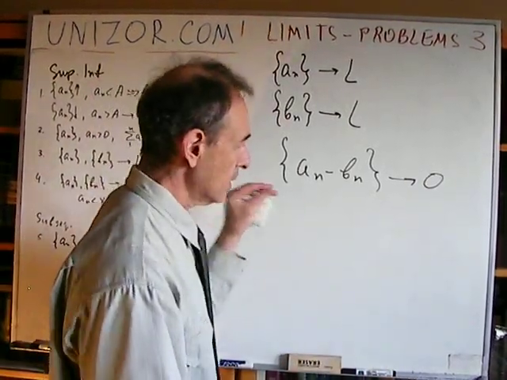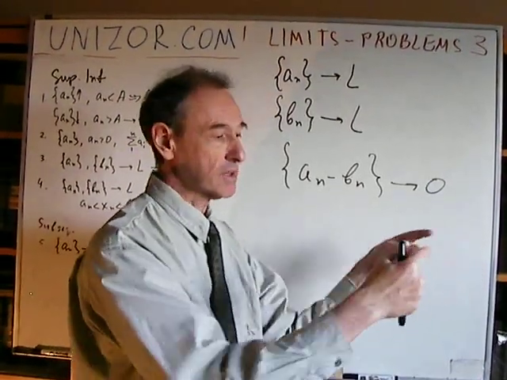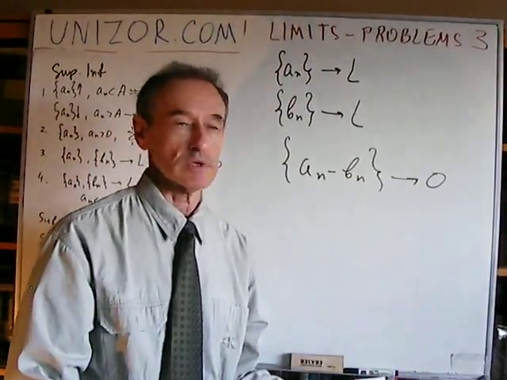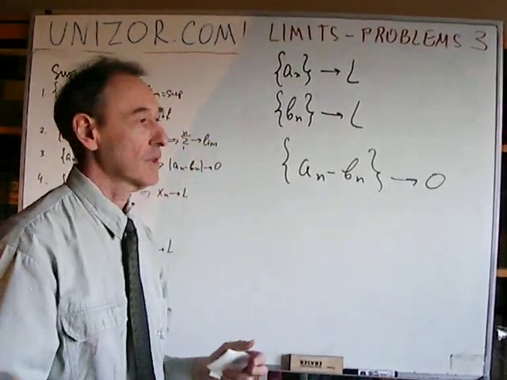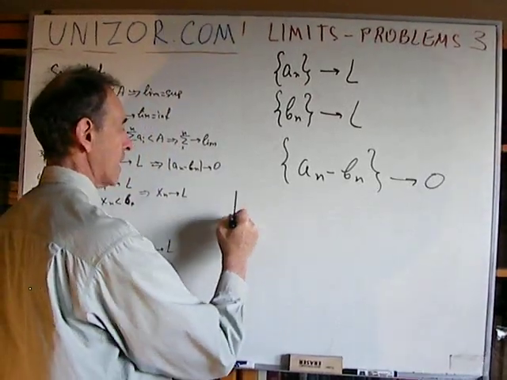So if you have one sequence that goes to some limit and another that goes to the same limit, the difference between them should go to zero, right? How can I prove it? Well, it's very easy, but you have to remember one very important thing, which I actually used before.